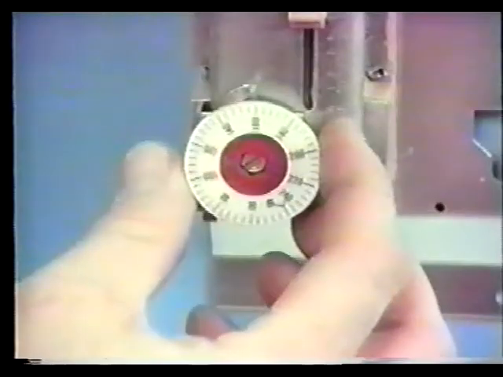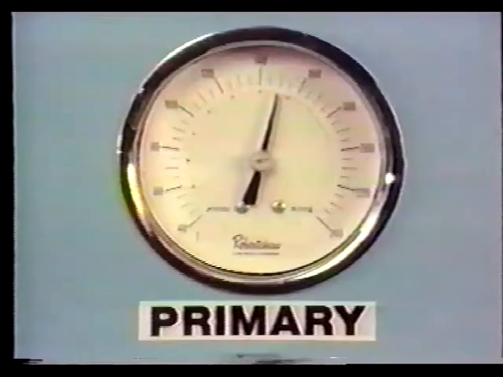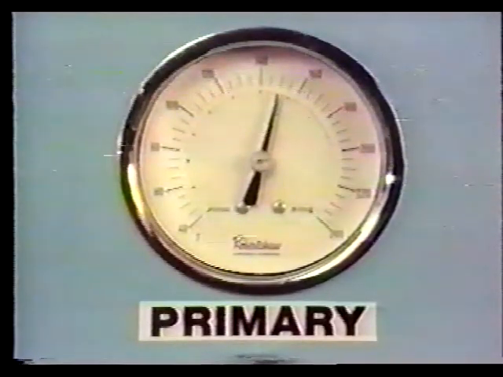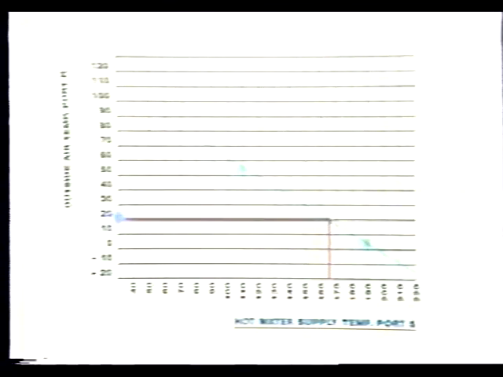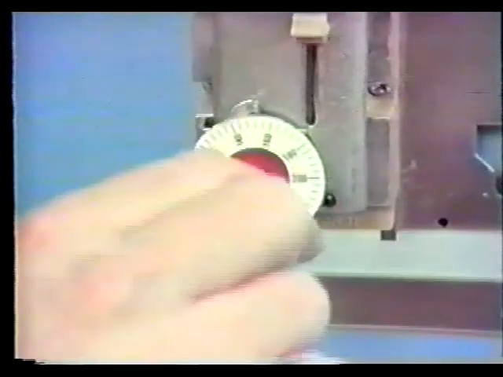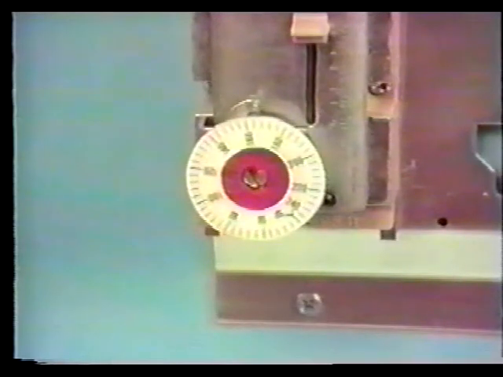Lift and rotate the control point scale to indicate the current control point at the primary transmitter. In this case, the primary transmitter is reading 150 degrees or 9.6 psig. Find where the current outside air temperature intersects the reset line. Move down to read the proper set point of the controller, which is 165 degrees. Turn the control point adjustment with the calibration tool until the set point scale indicates the proper set point. In this case, 165 degrees Fahrenheit or 10.5 psig.